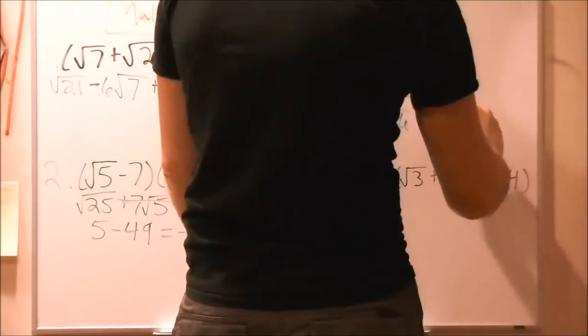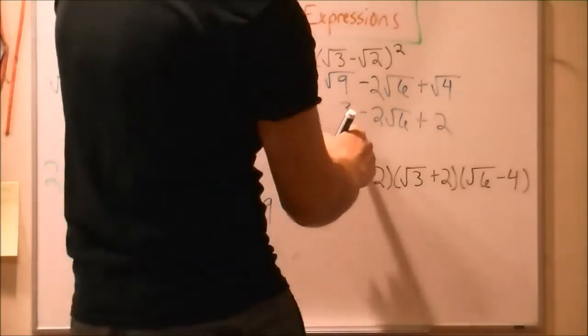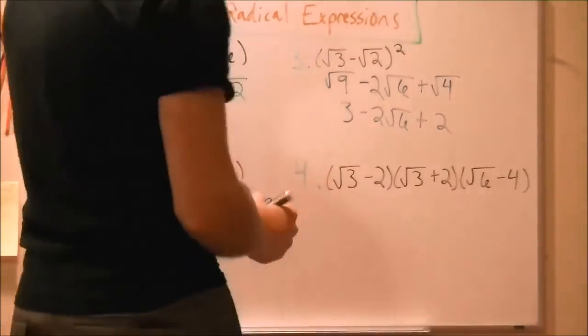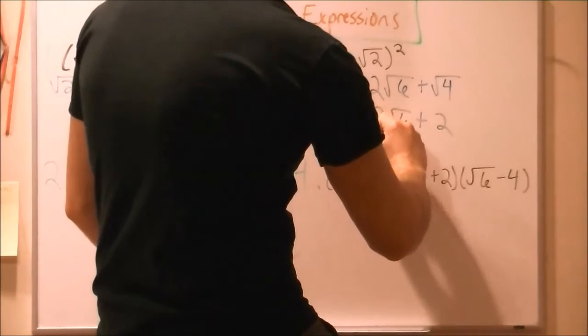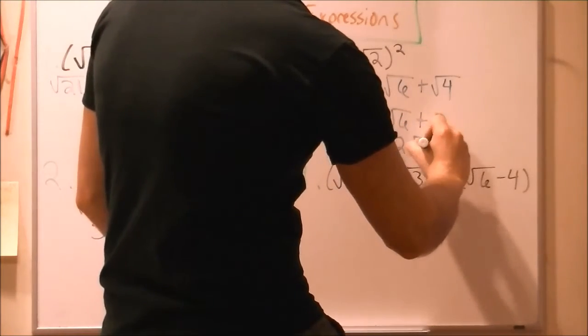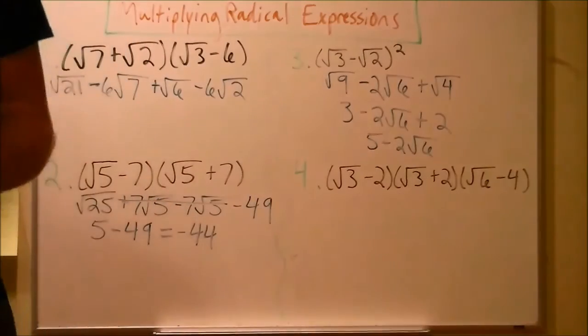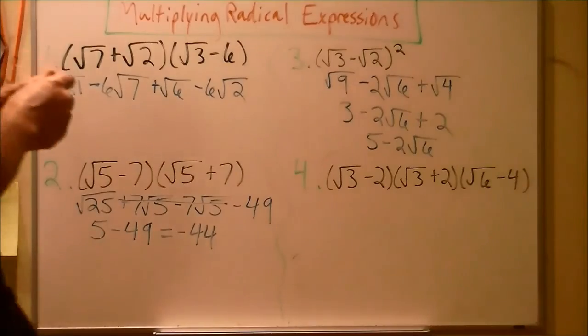Number 2. And so what I'm going to have as my solution, I need to combine these two together. A positive 3 plus 2 is a positive 5. And then minus 2 square root 6. And so that's going to be my solution to number 3.